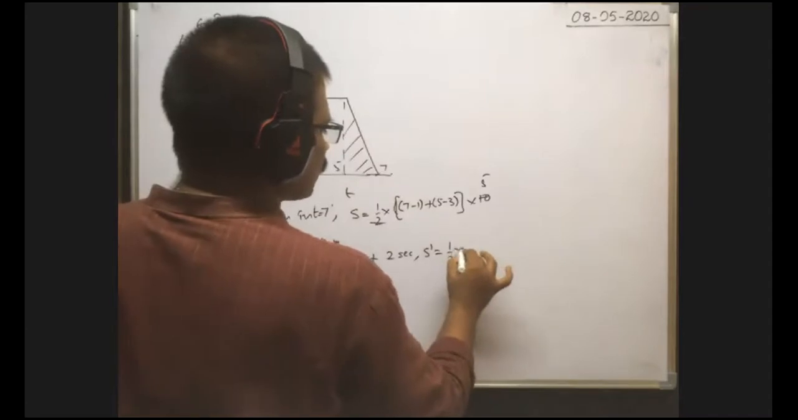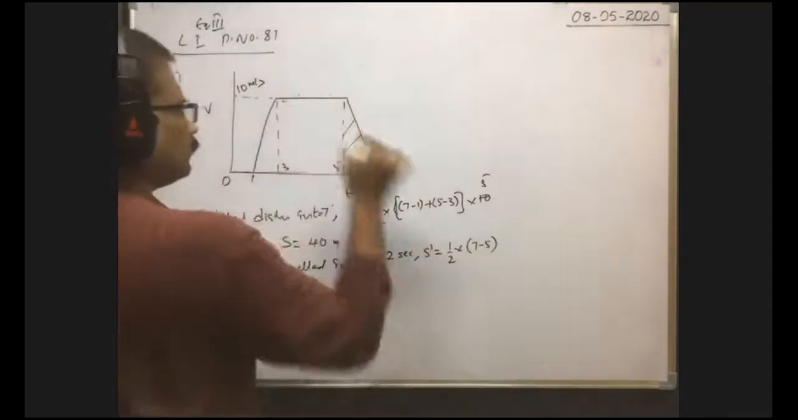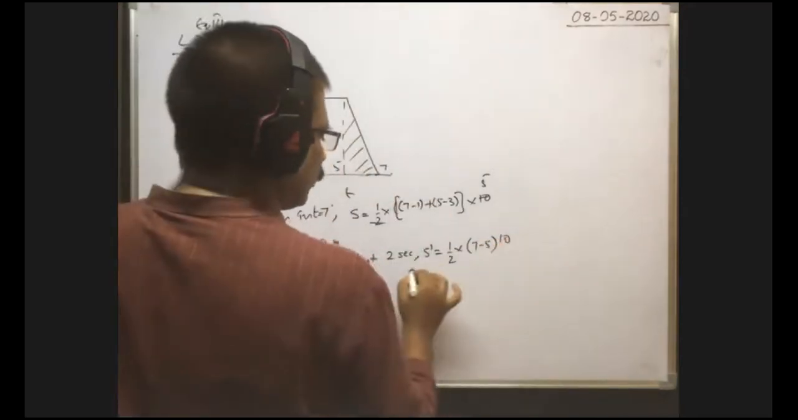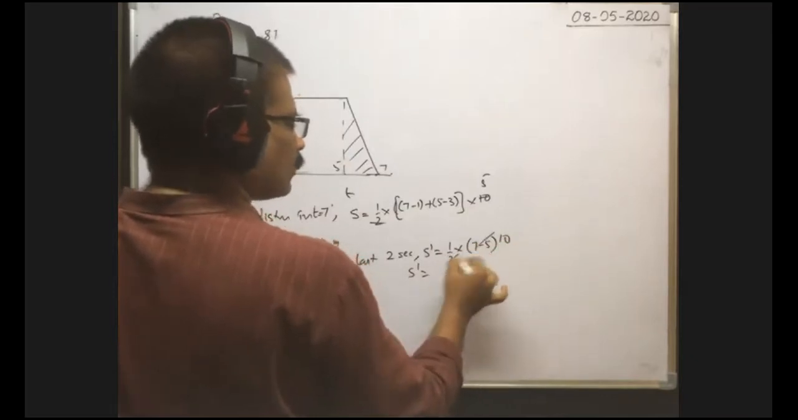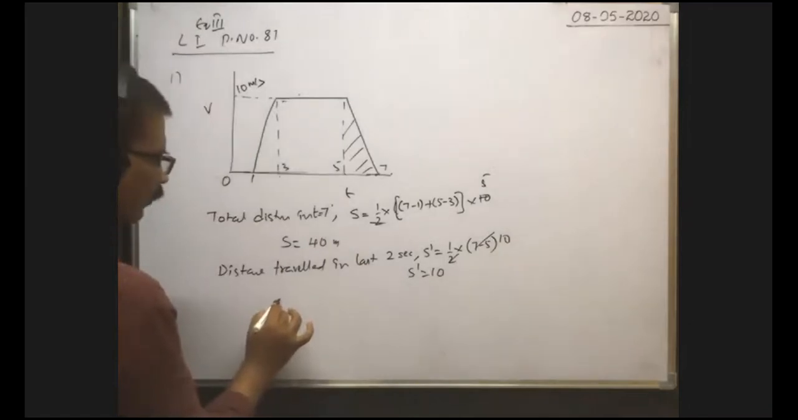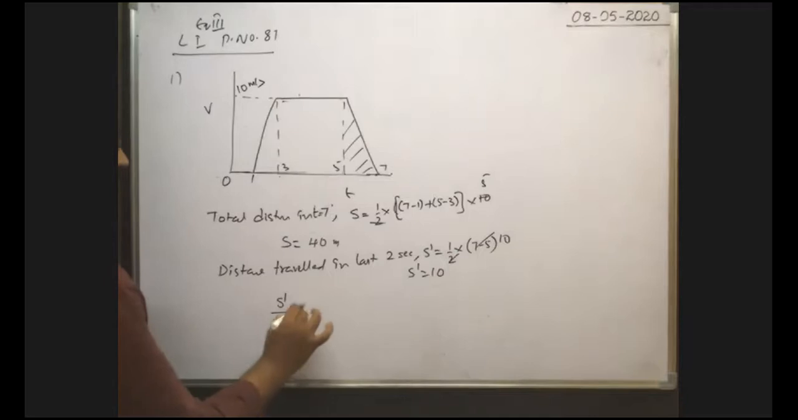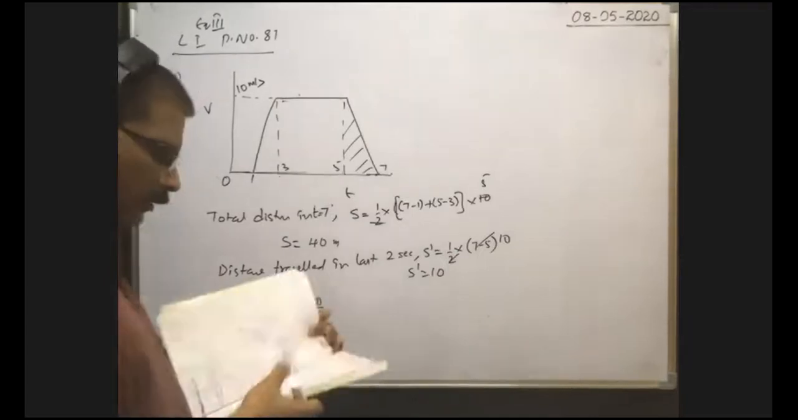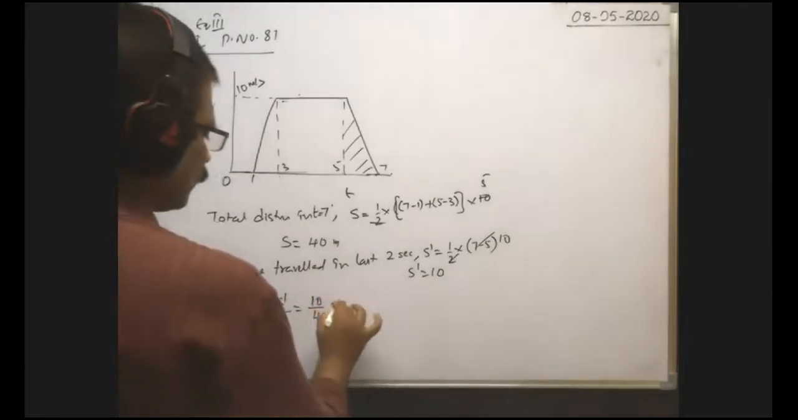Area of the triangle means half, base means 7 minus 5, into height means 10, because this length and this length are both the same, no? So S dash is equal to, the 2 and 5 cancel, so 10. Therefore the fraction of distance traveled in the last 2 seconds compared with the total distance is 10 by 40, so 1 by 4. 10 by 40 means 1 by 4. 1 by 4 is the answer.